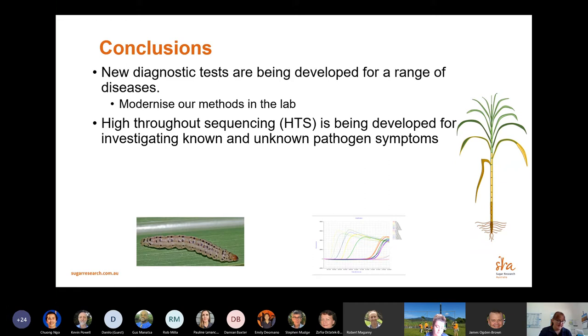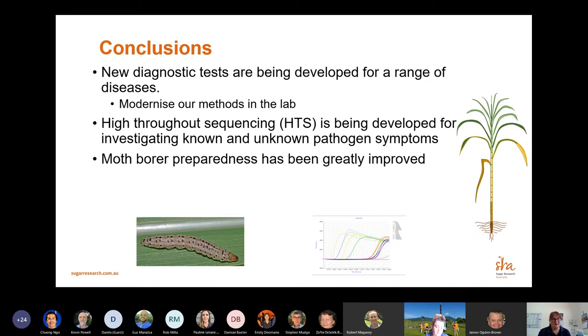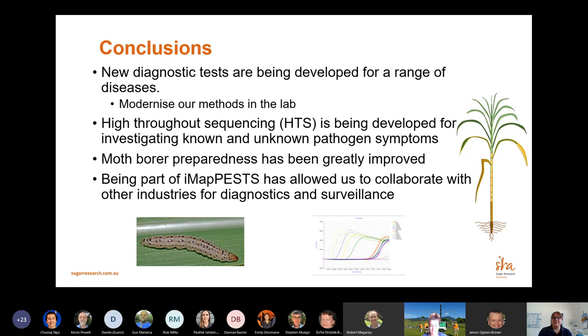And also our moth borer preparedness is greatly improved through this project. So we have some really good information now about where the moths are, which ones are going to be the higher threats. We've got better information about how to diagnose those accurately. And finally, being part of the iMapPESTS project, this big rural R&D project, has allowed us to collaborate with other industries for diagnostics and surveillance. So we're not out there on our own.